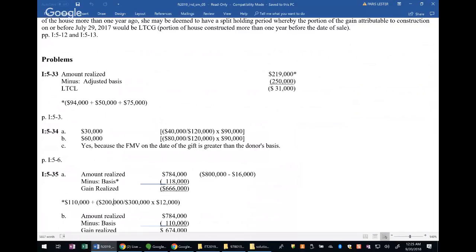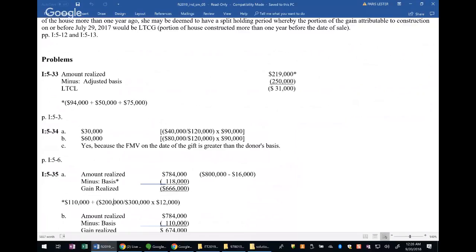310 minus 110, or 300 minus 100, taking out that annual exclusion. Okay, the 310 taking out the annual exclusion. Okay, times 12. Evidently, that gives you 8. At 2/3 of 12,000, that is 8. And 8 adding on to 110 is 118.